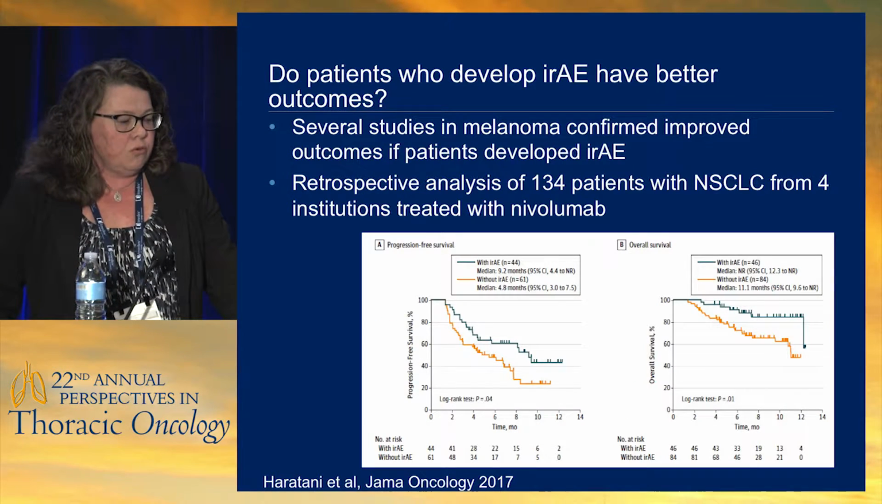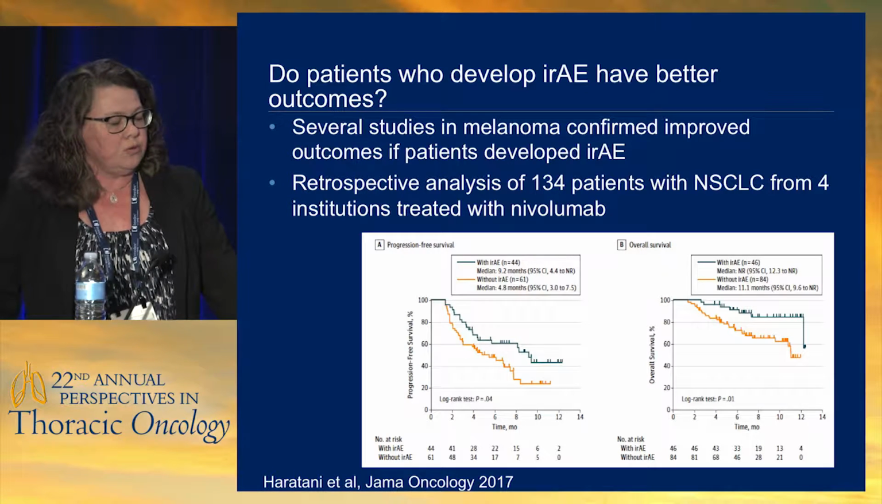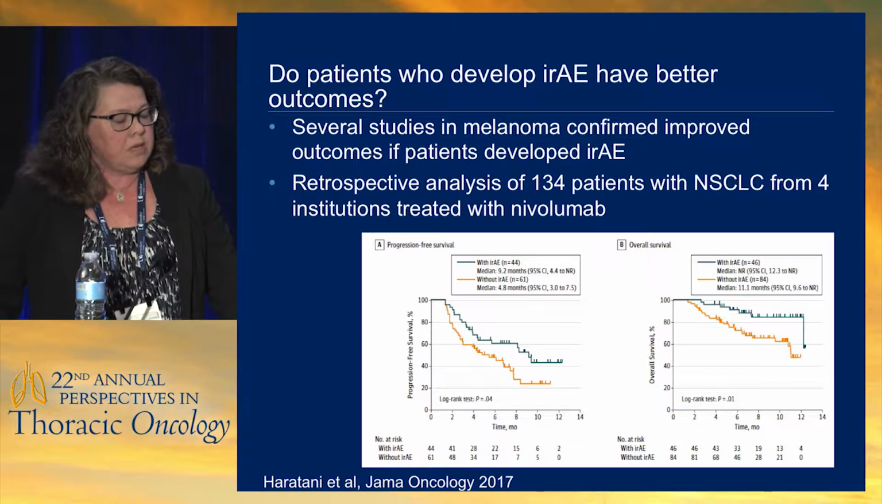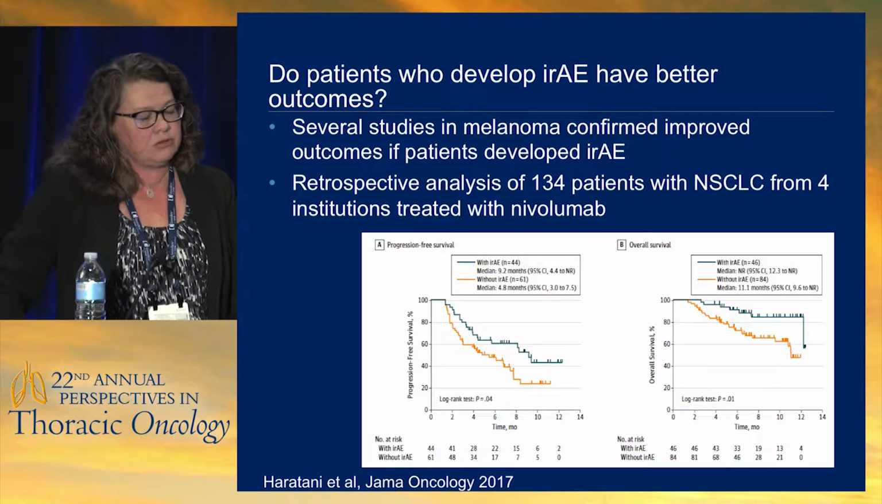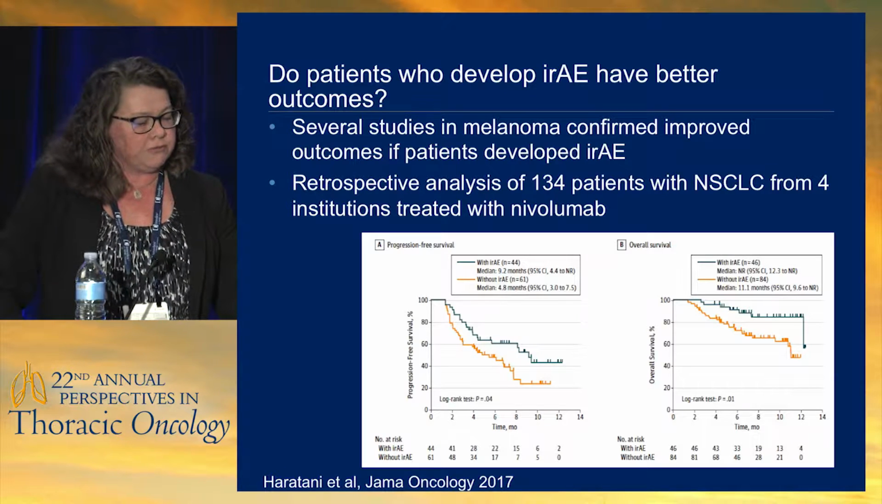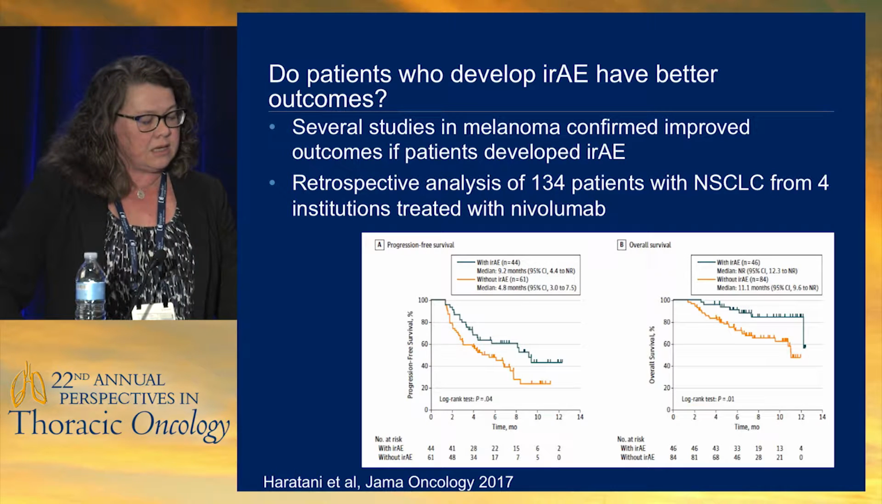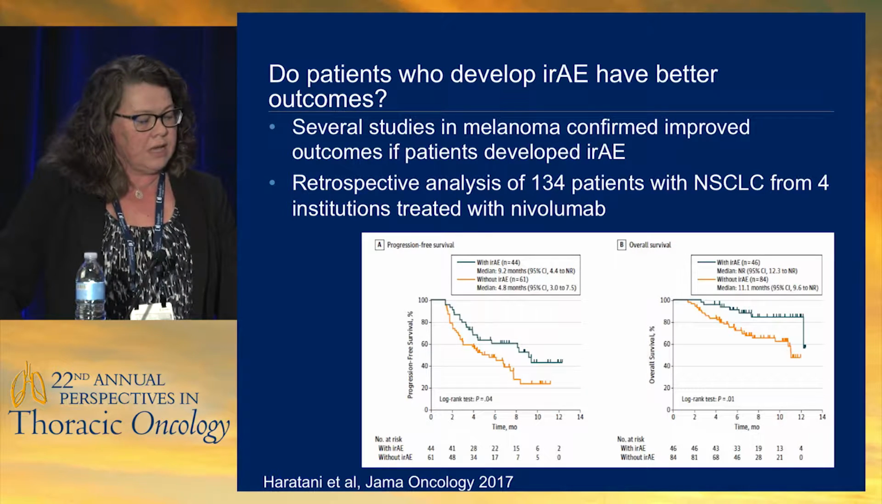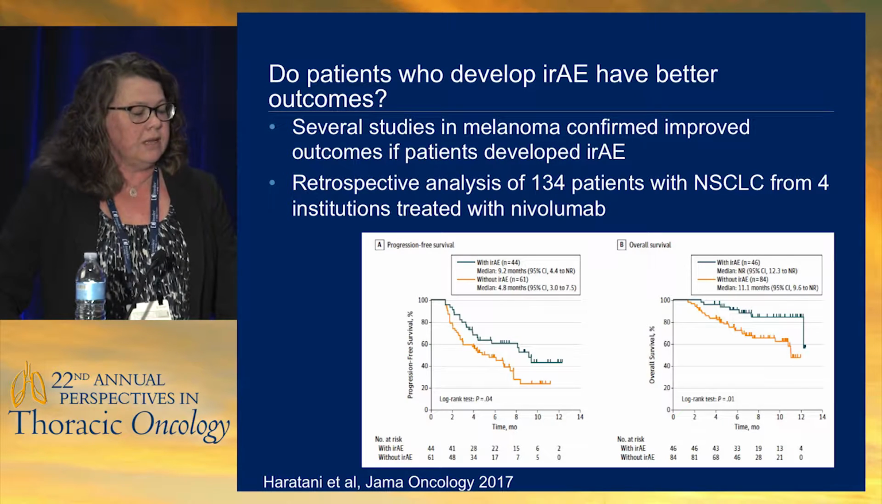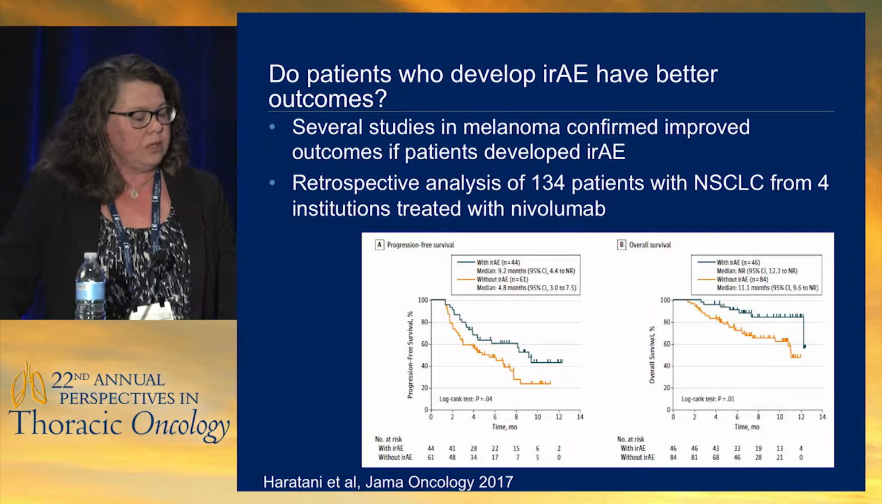What we also know, and that was seen in melanoma data, is that people who developed immune-related adverse events seem to have a better outcome, at least in melanoma. We now have some early evidence in retrospective analyses of non-small cell lung cancer patients showing a difference in progression-free survival and a difference in overall survival between the patients who developed immune-related adverse events versus those who did not. And I think this can be logically and easily explained: you somehow were able to stimulate the immune system more effectively.